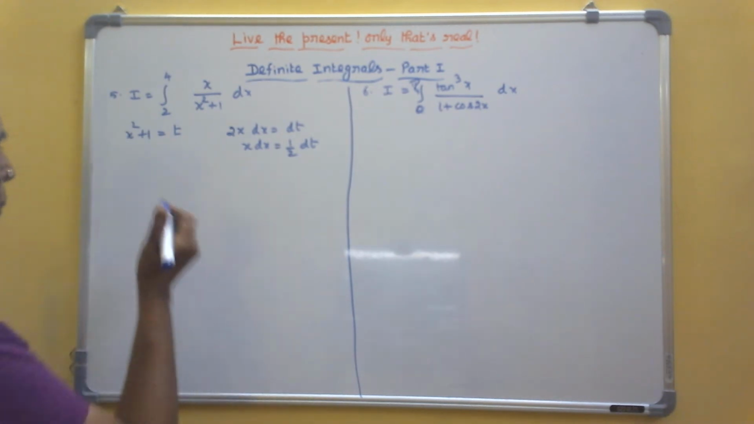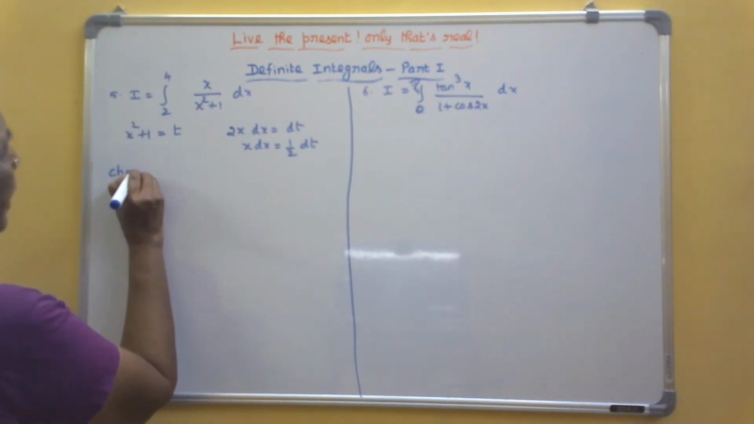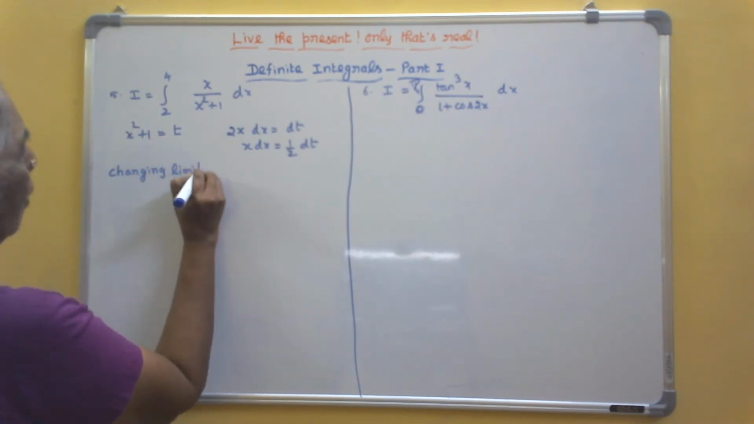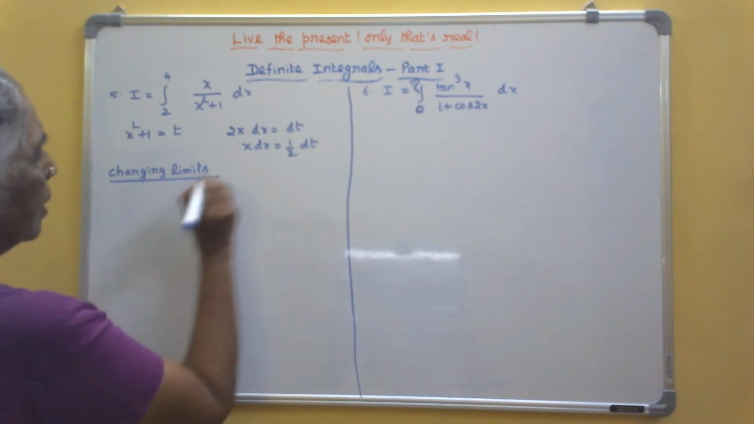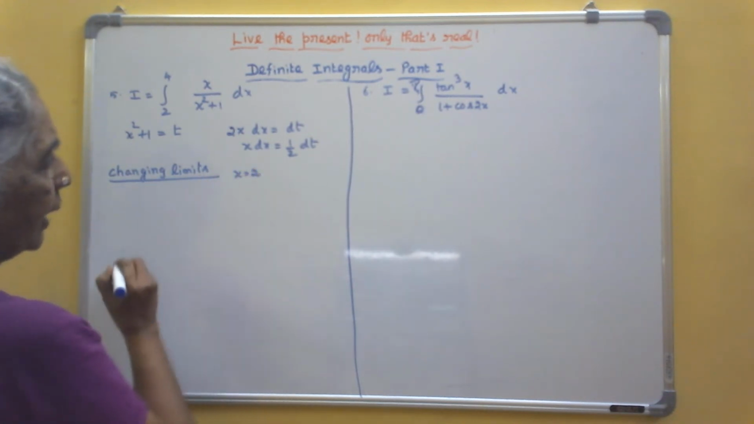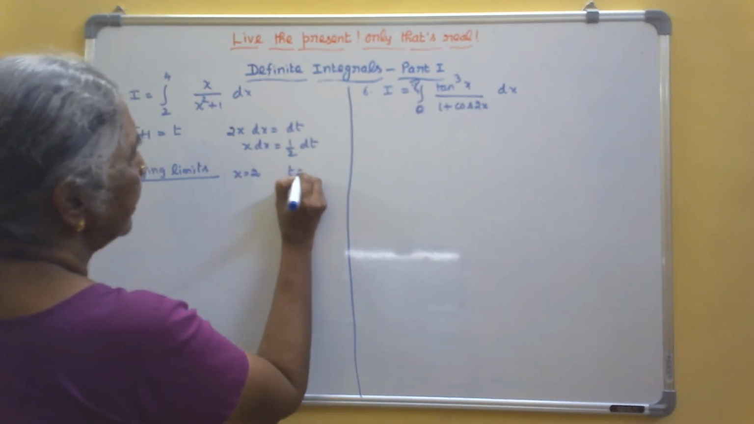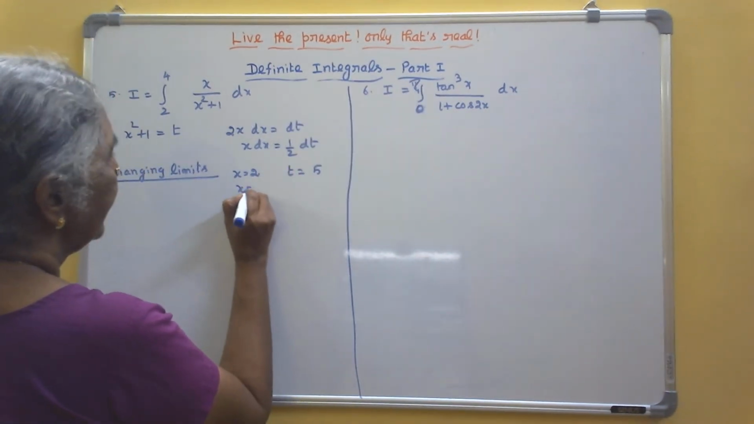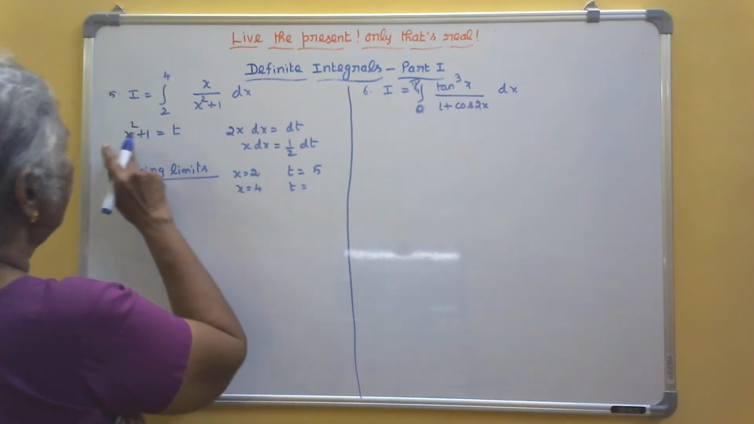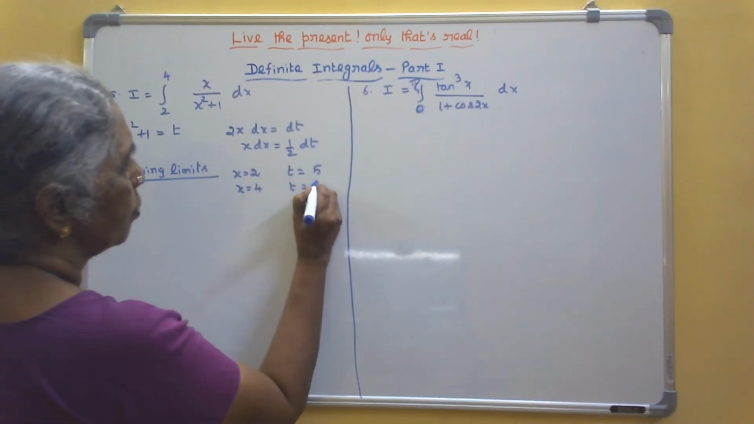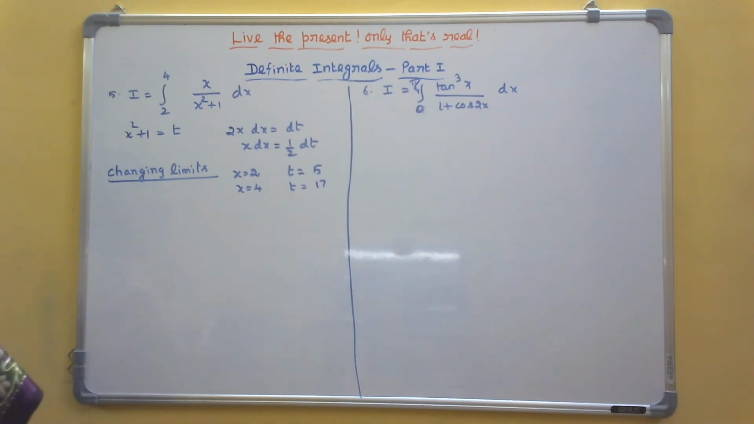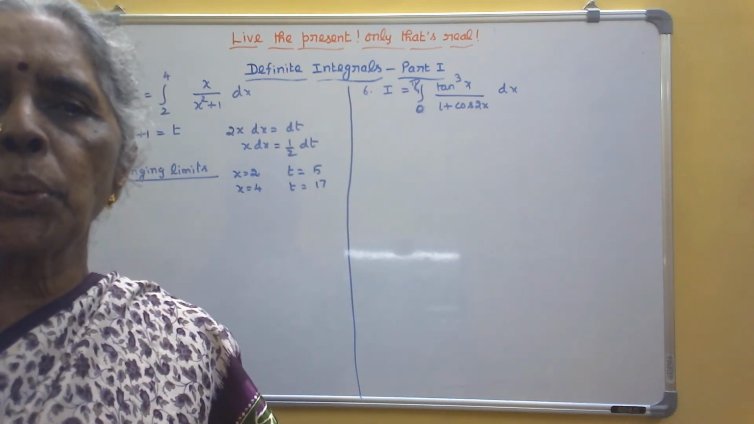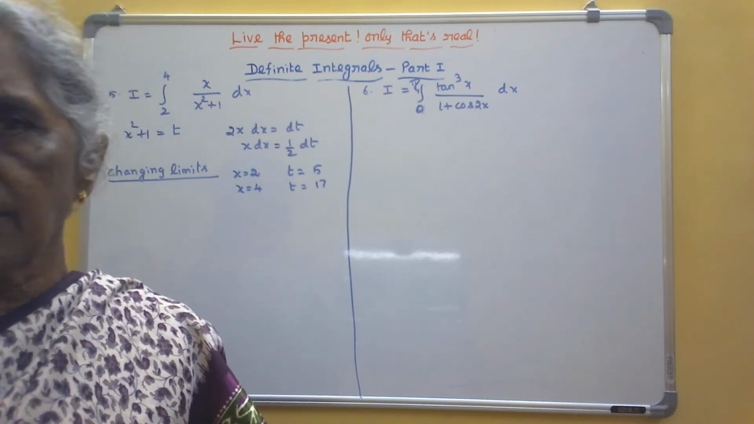Now one more step is changing limits. As I told you, the limits given are for the variable x only. So now when x is 2, that is the lower limit, what will be t? 2 squared plus 1, so t will become 5. When x is 4, t will become 4 squared, that is 16 plus 1, 17. So this is the important step whenever you use substitution in definite integrals, never forget it.